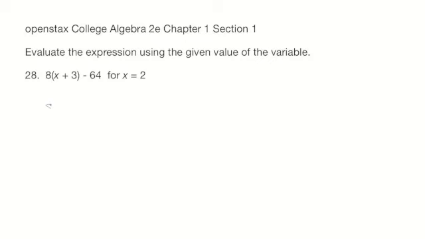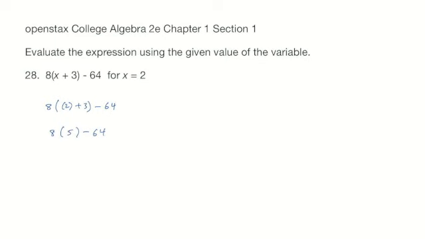All right, so we have 8, and then we have a parentheses, and then we have an x, and so we're going to put a 2 in there. Then we have plus 3, and the parentheses, and minus 64. All right, so then inside the parentheses, we will have a 2 plus 3. So that leaves us with 8 times the 5 minus 64.